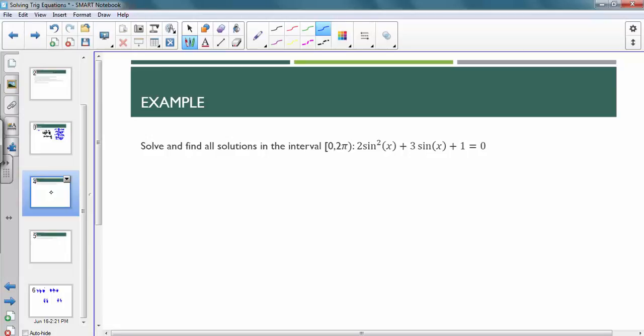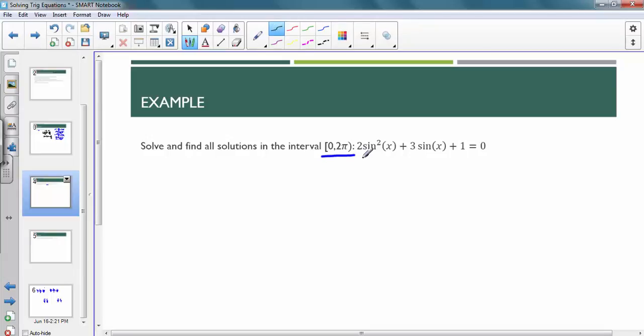All right, this next example says find all solutions on the interval 0 to 2 pi. This means we're not going to have to add that plus 2 pi k because it's only asking for solutions one rotation around the unit circle.